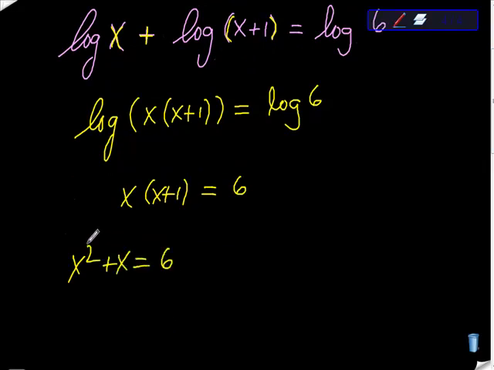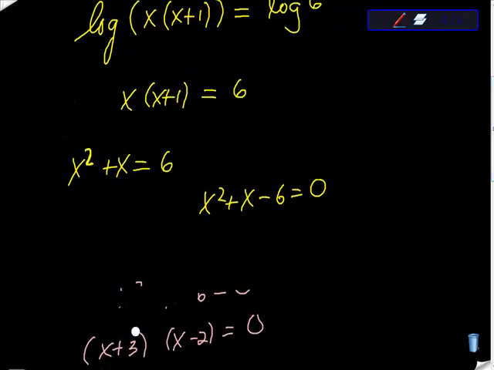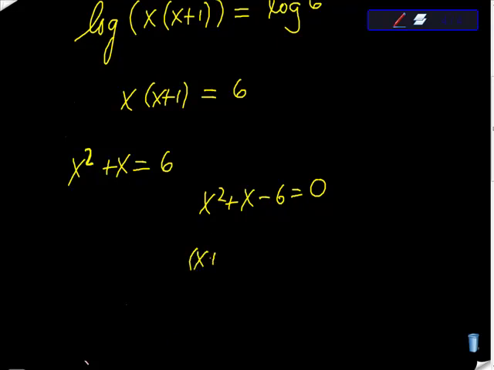Hopefully you can see this is quadratic, and the way we solve quadratics is set them equal to 0. So I'll move the 6 over. We'll have x squared plus x minus 6 is equal to 0. Just doing our algebra 1 or algebra 2 here. We would solve this out and say we have x plus 3 times x minus 2 is equal to 0. Solve that, we'd get x is equal to negative 3, or x equals 2.